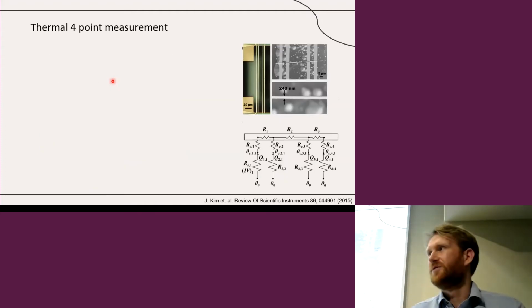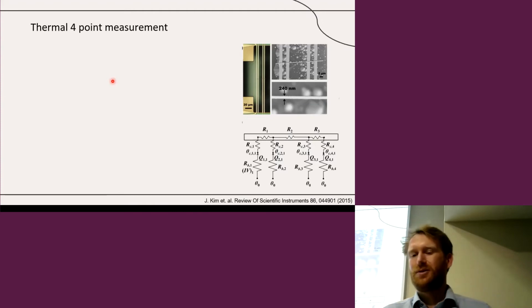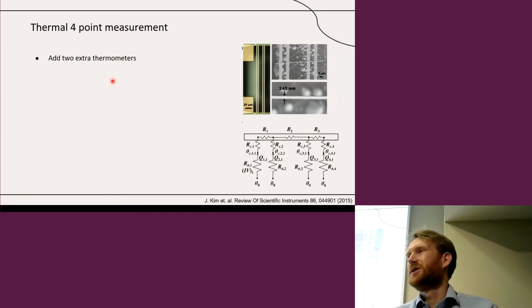I want to talk about a few ways that people have worked to avoid this. One way was to, just like we did before with the electrical measurements, make a kind of thermal 4-point measurement. So instead of 2 thermometers, we now use 4 thermometers. One of them is used to heat, and the other 3 are used to check how much heat is flowing along different lengths.